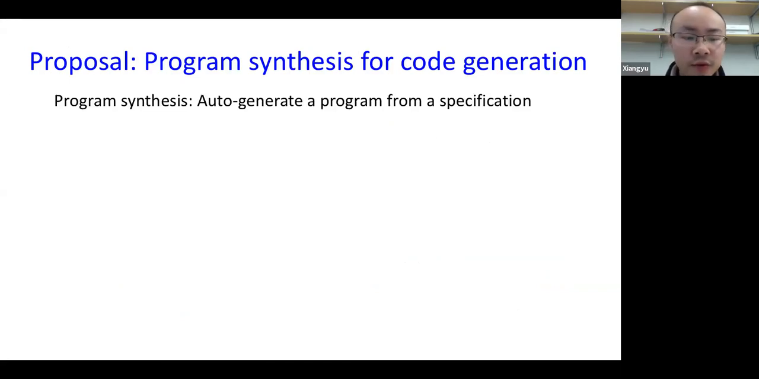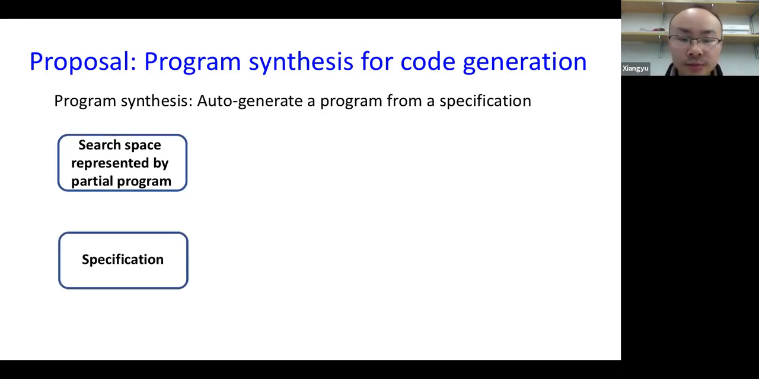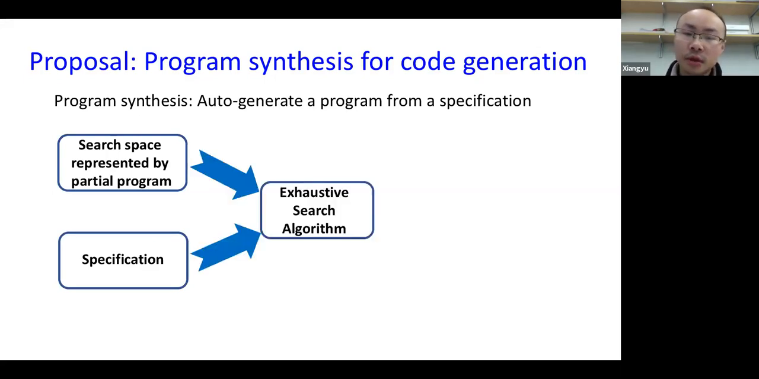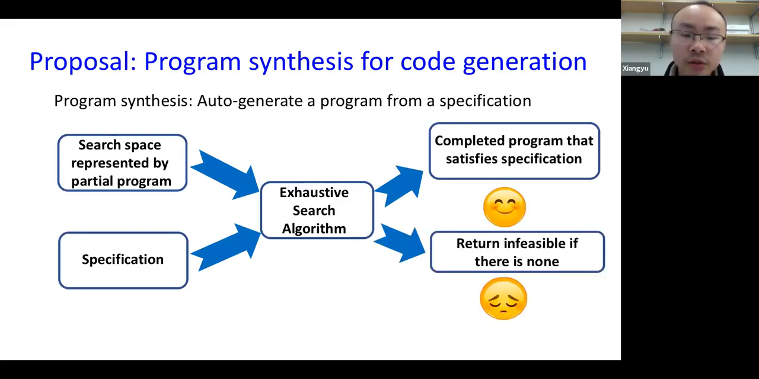At a really high level, program synthesis is the process to automatically generate a program that satisfies a specification. A program synthesis engine takes two inputs. The first one is the search space represented by one partial program, and the second one is the specification. Then the program synthesis engine will use an exhaustive search algorithm to find the completed program that satisfies the specification, or return infeasible if none exist.